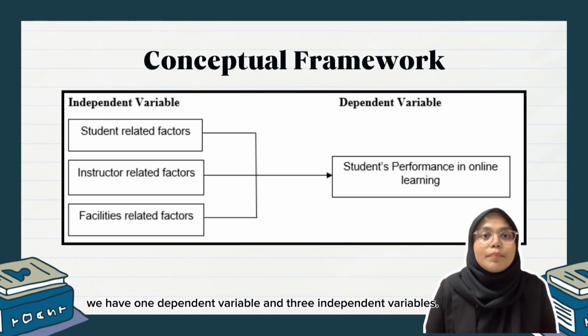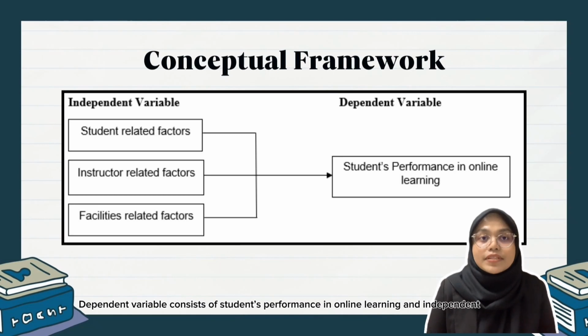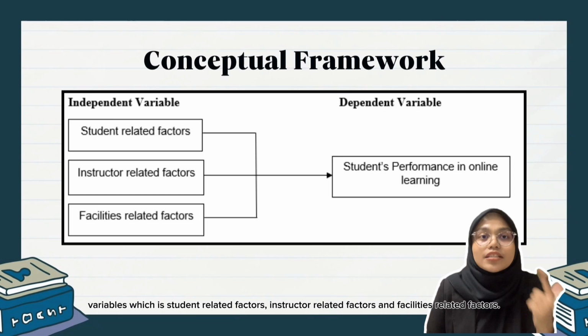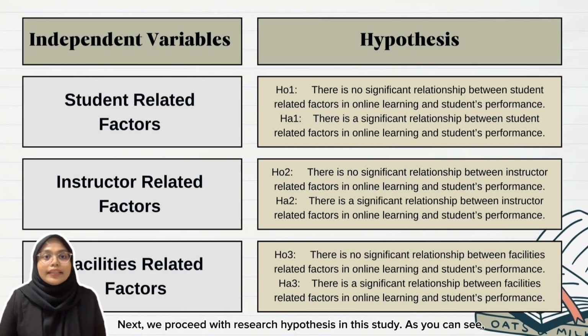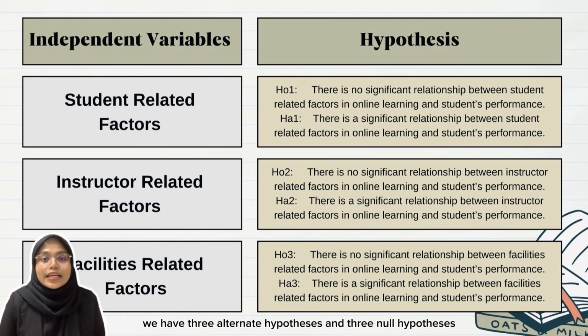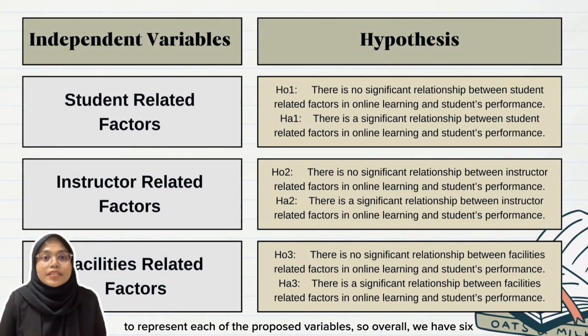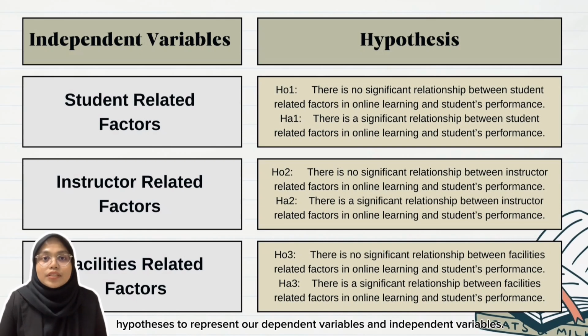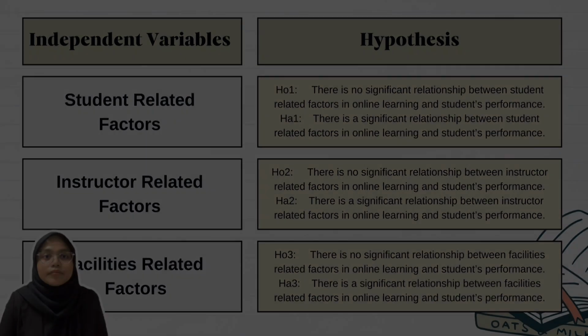We proceed with the conceptual framework. In the research study, we have 1 dependent variable and 3 independent variables. The dependent variable consists of student performance in online learning, and the independent variables are student-related factor, instructor-related factor, and facilities-related factor. Next, we proceed with the research hypothesis. In this study, as you can see, we have 3 alternate hypotheses and 3 null hypotheses to represent each of the proposed variables. So overall, we have 6 hypotheses to represent our dependent variable and independent variables.